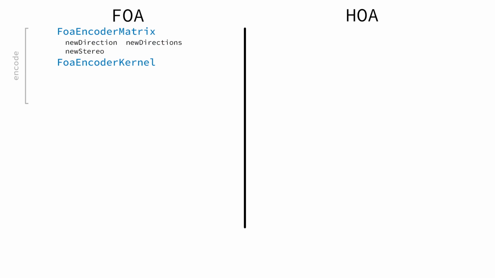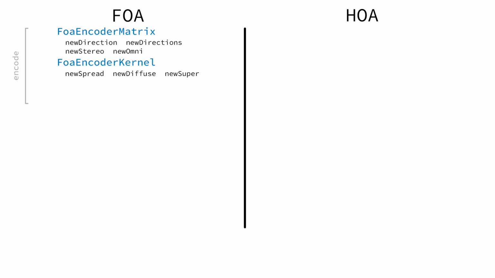In the FOA, the encoding process often begins with FoaEncoderMatrix or FoaEncoderKernel. The former uses matrix multiplication, and the latter uses a frequency domain multiplication process called convolution. Common matrix creation methods include things like newDirection, newDirections, newStereo, newOmni, and kernel options include newSpread, newDiffuse, and newSuper.